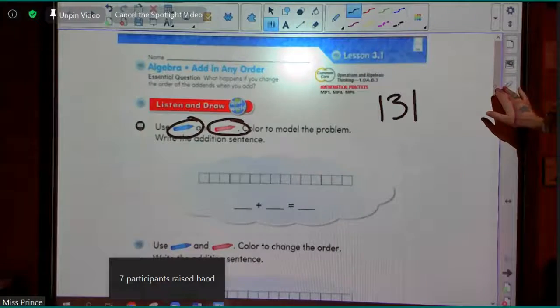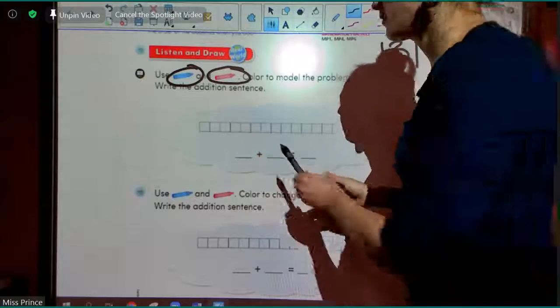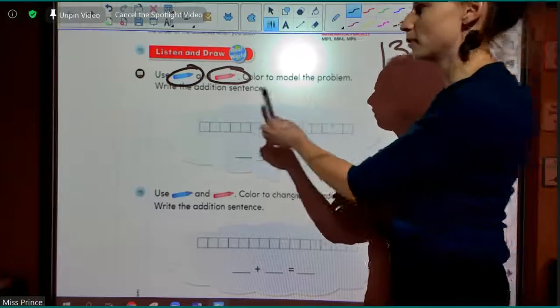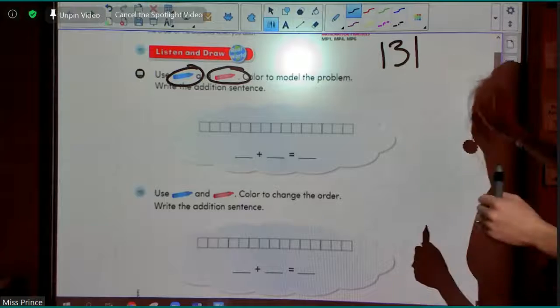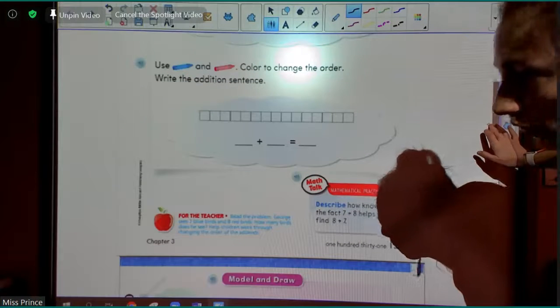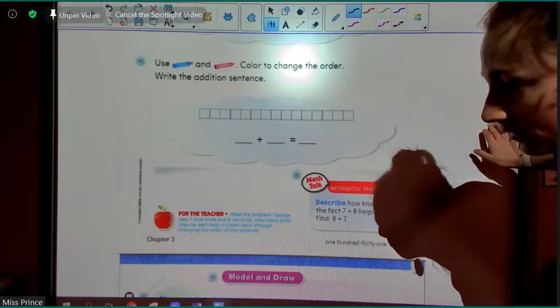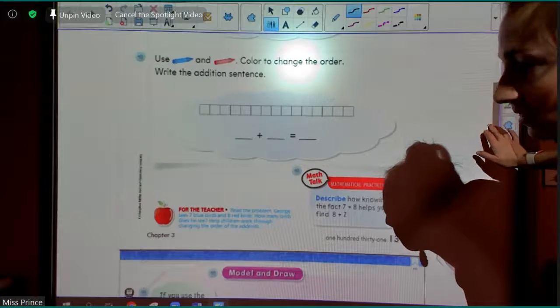All right, so for the first one, you need to make sure you have your blue crayons and your red crayon with you right in front of you. Color to model the problem. Write the addition sentence. So listen closely to what our problem is. It says, George sees 7 blue birds and 8 red birds. How many birds does he see?